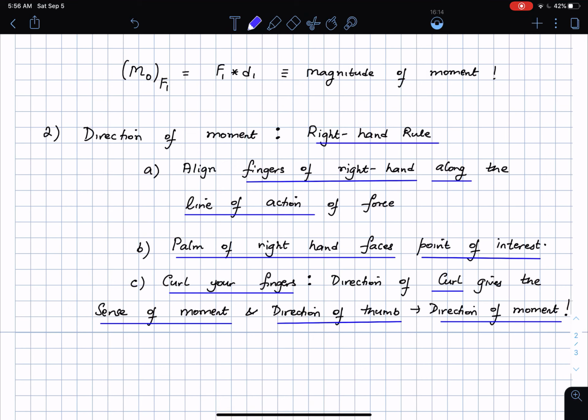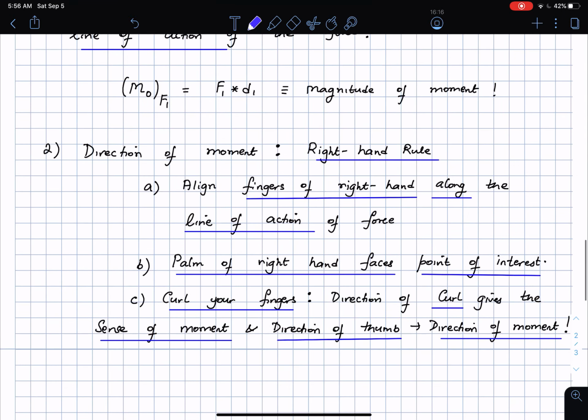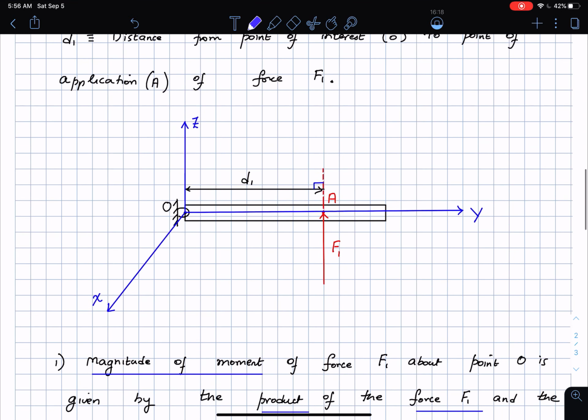Okay, and then here is what we do. We go back to our figure. Okay, we go back to our figure, and then I say, okay, I'm going to practice this on this particular figure, and I hope you're going to be doing it along with me. Take the fingers of your right hand and align it with the direction of the force F1. Okay, your palm should be facing the point O. Then curl the fingers of your right hand. You will see that your thumb is pointing out of the page, which means that the thumb is pointing along the x-axis.